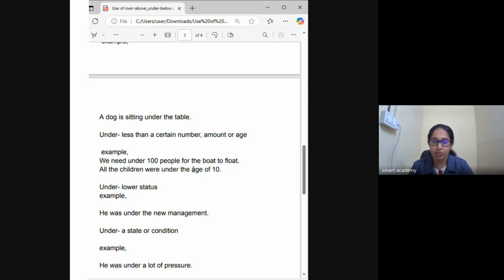If it is directly beneath, we use under. The next one, if it is less than a certain number, amount or age, we use the preposition under. Clear? You can make some sentences using under. She's under the age of 17, or we can say underaged.